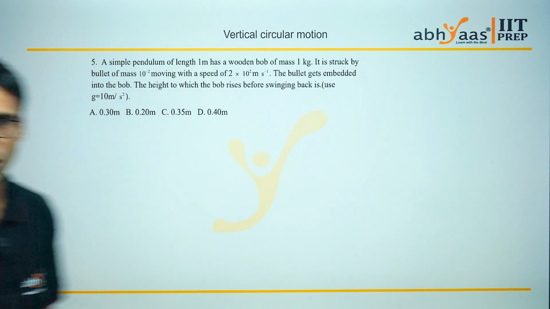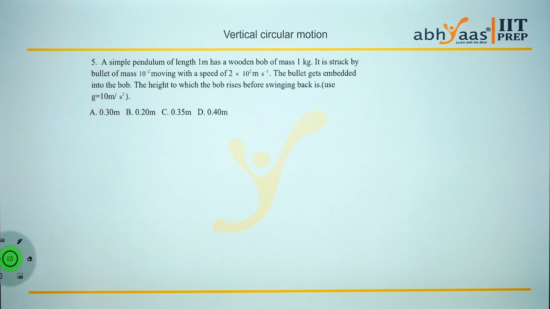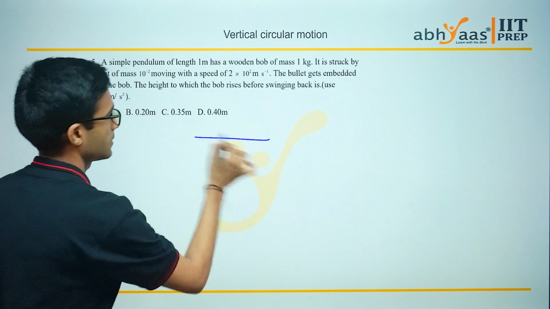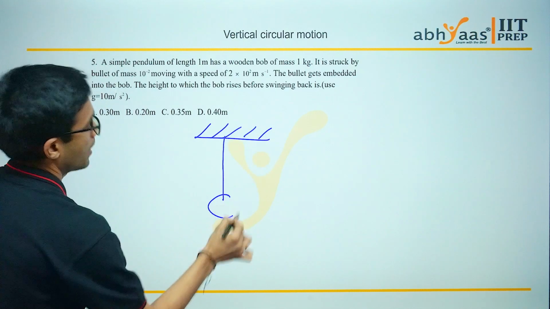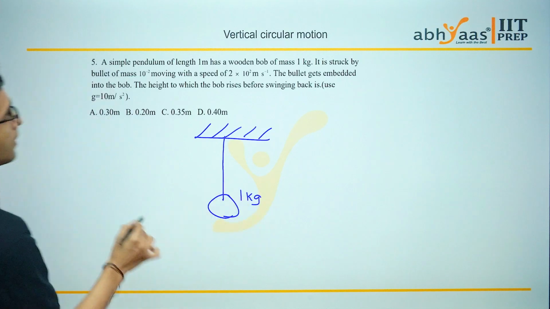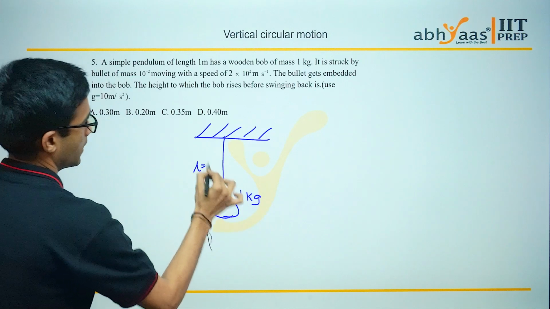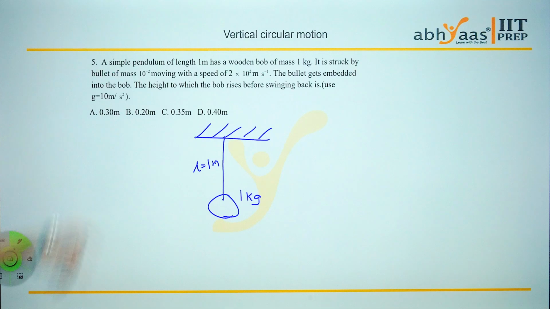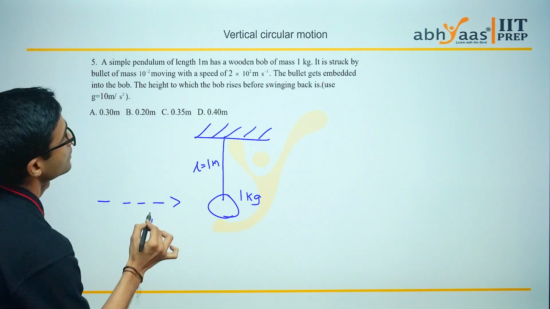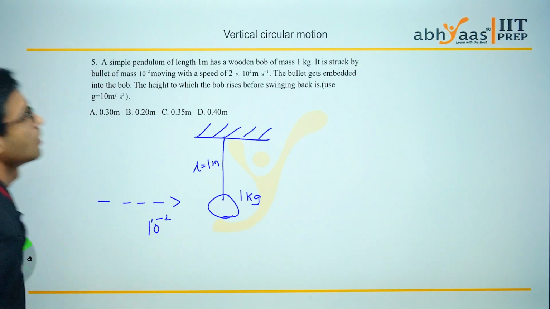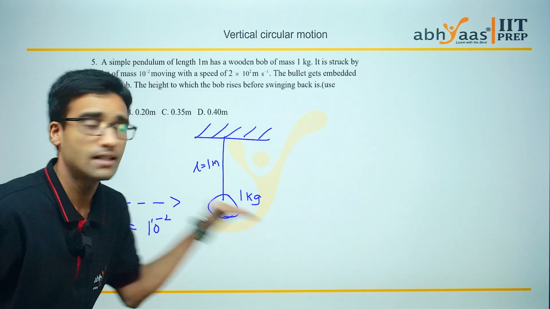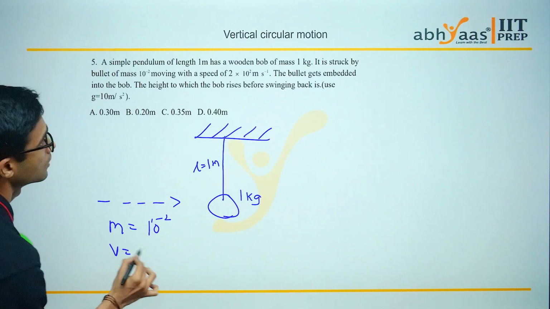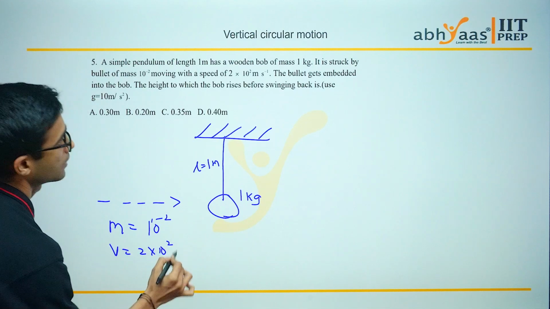Now another one, we also have a simple pendulum with a wooden bob. A simple pendulum is like this, with a wooden bob. The wooden bob's mass is 1 kg, and the length of the simple pendulum is 1 meter. It is struck by a bullet, going like this, with mass equal to 10 power minus 2 kg. It is going at a speed V of 2 into 10 square meters per second.